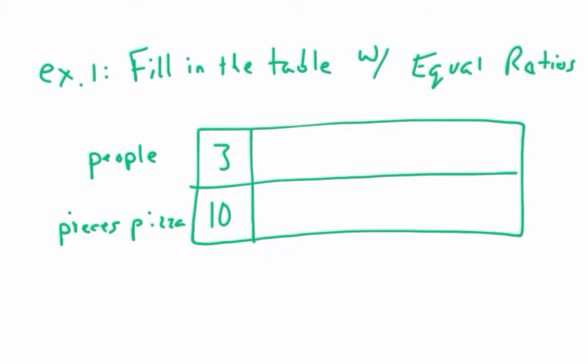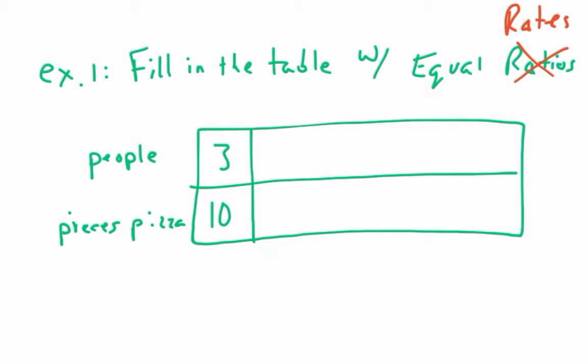Do you see a problem with my title? Should it be equal ratios? No, it should be equal rates. It has to be rates because our units are different. We have people in the top of the fraction and pieces of pizza in the bottom. And unless you're cannibalistic, you don't eat people and pizza.